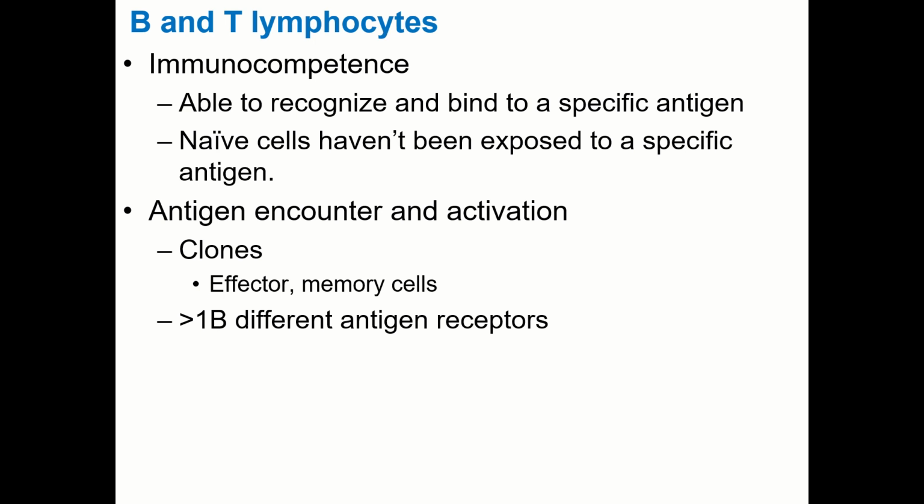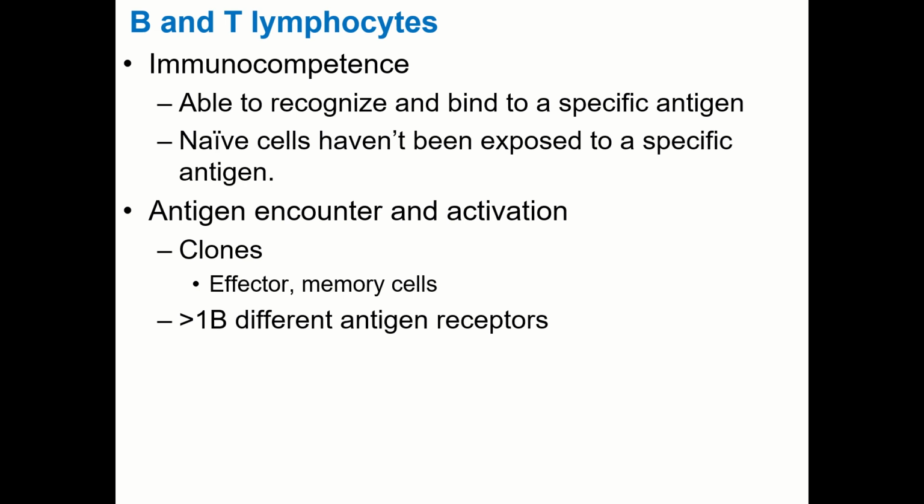So that's one of the really cool things about these cells: during that period where they're developing immunocompetence, they are sprouting these surface receptors that can bind to viruses, or receptors that don't even exist yet, which is pretty cool. So that's developing immunocompetence, the ability to recognize and bind to a specific antigen.